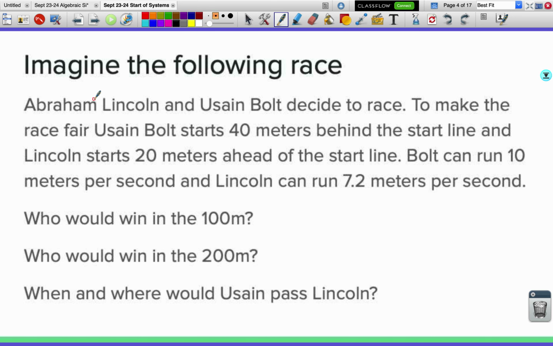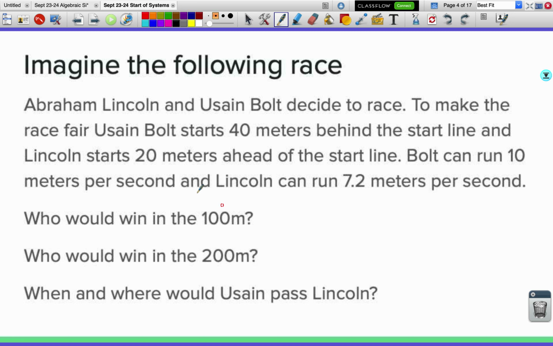Okay, so I want you to take notes on the important values from this word problem here. So imagine this race. Abraham Lincoln and Usain Bolt are going to race. To make the race fair, Usain Bolt is going to start 40 meters behind the start line, and Lincoln's going to start 20 meters ahead of the start line. Bolt can run 10 meters per second, and Lincoln runs 7.2 meters per second. Who would win in the 100 meters?